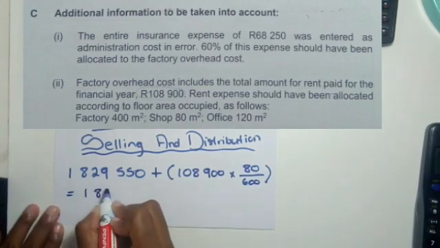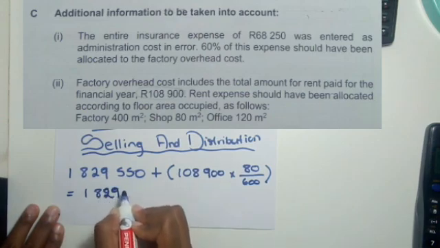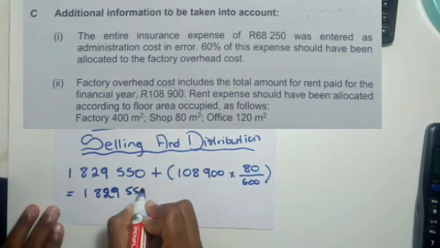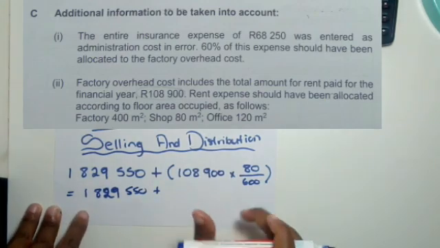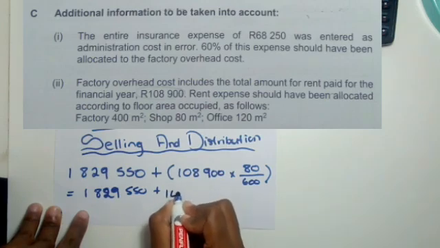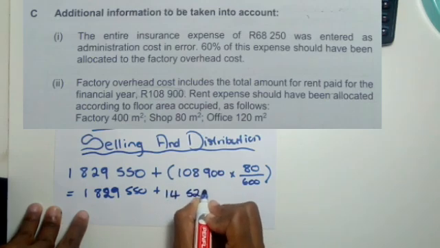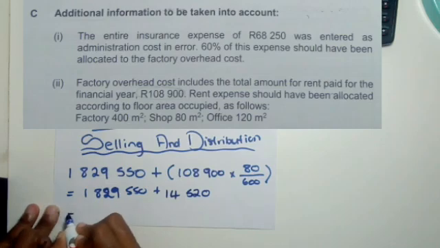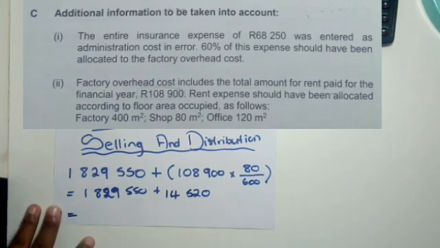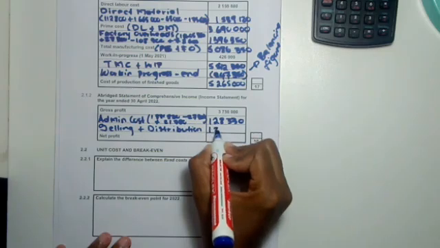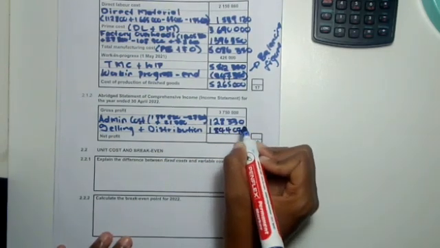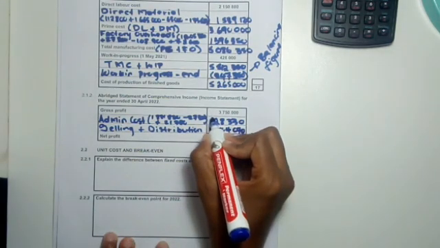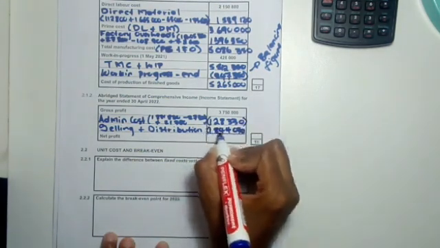So that's 1,829,550 plus, put this in your calculator, and it gives you 14,520, and your total for selling and distribution is 1,084,070. Remember, these are your expenses, so they should go in brackets.